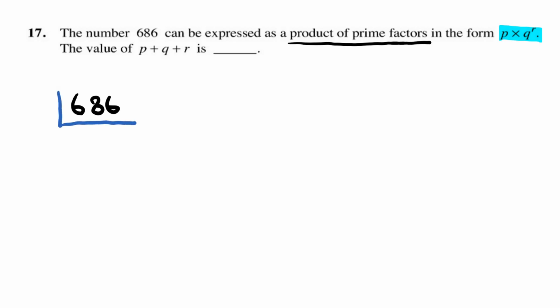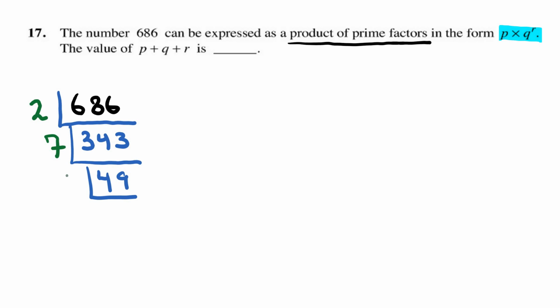A number that divides into 686. It really doesn't matter where you start. You just have to make sure the number works. So I'll start off with the number 2 because 686 is an even number. So 686 divided by 2 is going to be 343. Okay, and then a number that divides into 343 is going to be the number 7. So 343 divided by 7, that's going to give me 49. And that's nice now because 49 divided by 7 gives me 7. And then this is where I can stop because this is a prime number. So here are my prime numbers.